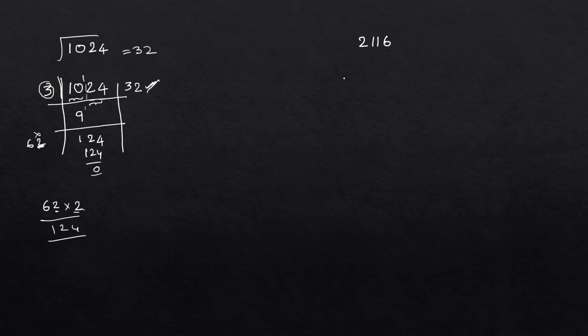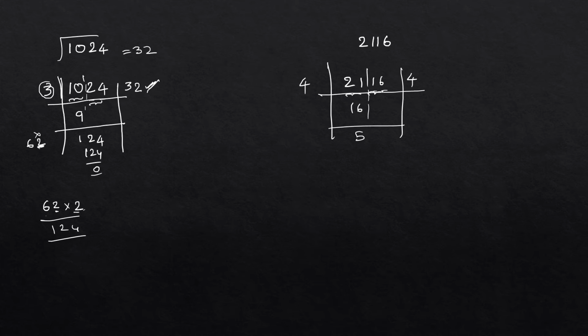Okay. Let us go for one more number. 2116. The same rule is applicable here. So separate 2 digits, and the remaining part is left. 21 is here, and we have to find the nearest square to 21. So what is the nearest square to 21? It is 4 square, na? So 4 4s are 16, and the remainder is 5.